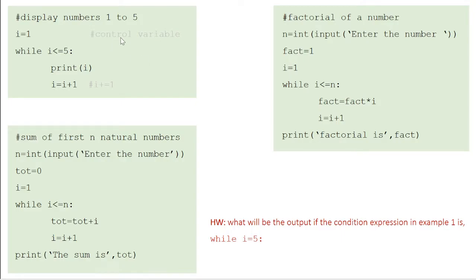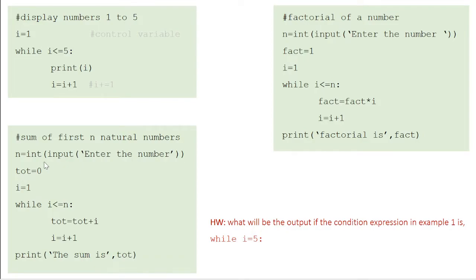Okay. Let's see another example. Suppose you want to write a program to calculate the sum of the first n natural numbers. So here you need an input, which is up to what number you want to calculate the sum. So you call that n equal to int(input("enter the number")). So you are going to find the summation, right? So you can call the summation a sum variable. I'm going to call it tot for total.